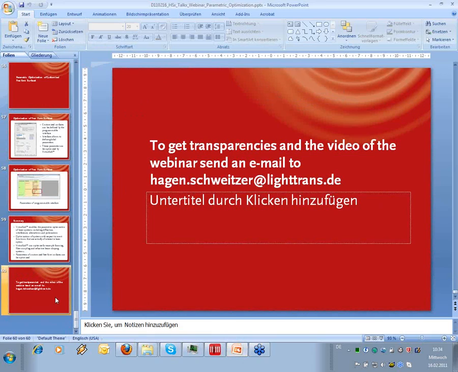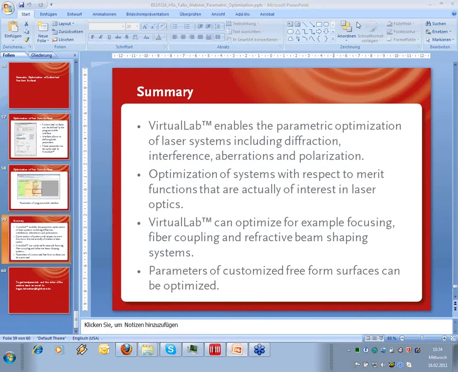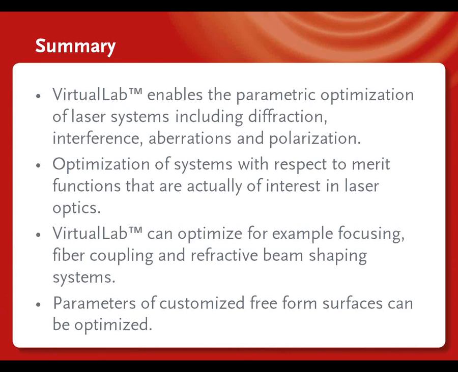So this is already the end of the seminar. I'd like to give you a short summary. I showed you that VirtualLab is able to do a parametric optimization of laser systems, including diffraction, interferences, aberrations, and polarizations. These laser systems don't need to contain lenses. It is also possible to optimize diffractive or in general diffractive, refractive, and hybrid freeform surface profiles. And we have also special merit functions, as for example the diffractive optic merit functions that can be used to optimize elements that generate customized light distribution.